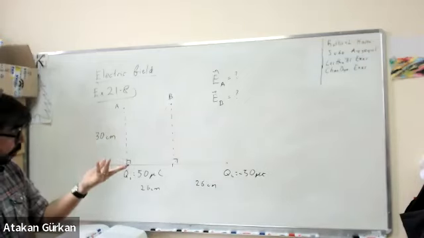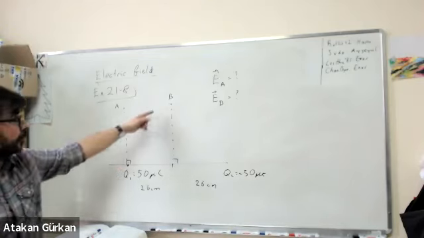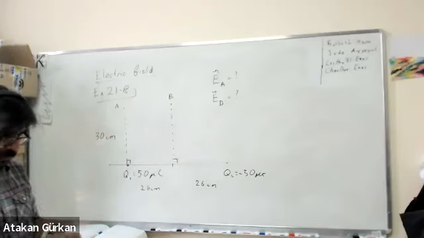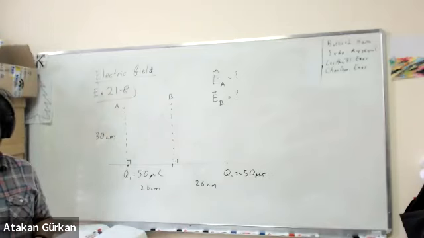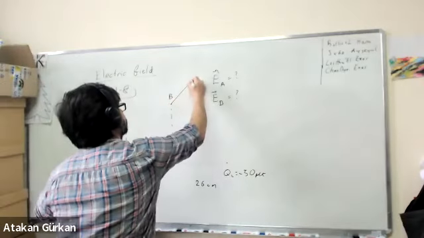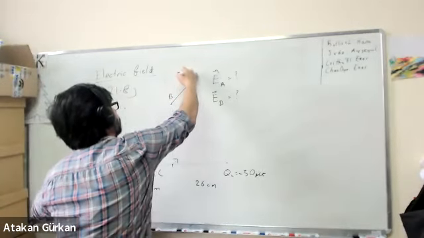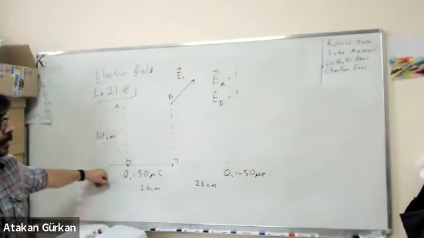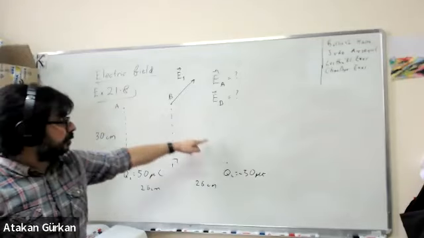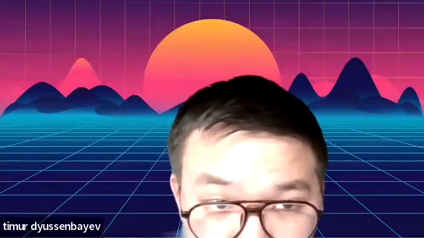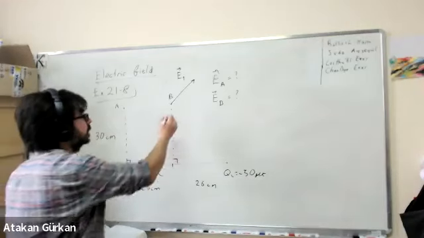Now, what will the electric field produced by this Q1 at point B look like? It's going to be outward, right? Because a positive test charge will feel a repelling force from this positive charge. So it's going to look like this. Let's call this E1 at this point. Now, on the other hand, this one is going to feel an attractive force, right? Kind of downwards, something like this.